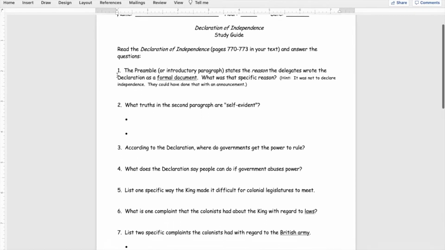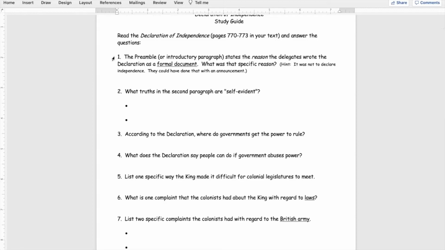So number 1, the preamble or introductory paragraph states the reasons the delegates wrote the Declaration as a formal document. What was that specific reason? We talked about this in our notes. They wanted to explain the reasons why they were separating. They wanted to tell the whole world why, and not just say, hey, we're done, we're declaring independence, and not explain it. They wanted to explain the reasons why they were doing this.